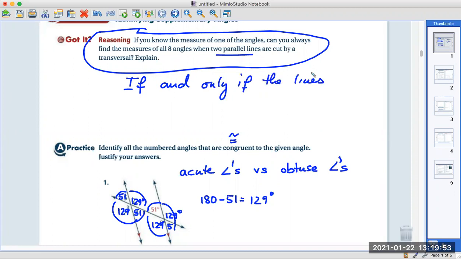Does this hold true? If and only if in math books is written as iff. You see that in higher level math books, okay? So just throwing that in.